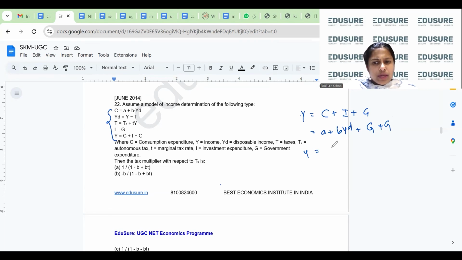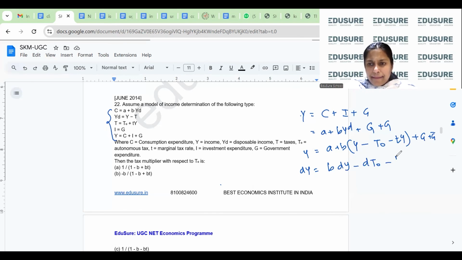So this is equal to a plus b Yd. Yd is Y minus T, and T is T naught plus tY. All right, so now we have to find the multiplier with respect to T naught. So we totally differentiate this. So we've kept only T naught, b, and Y as variables. Everything else is taken as a constant and we put it equal to 0.